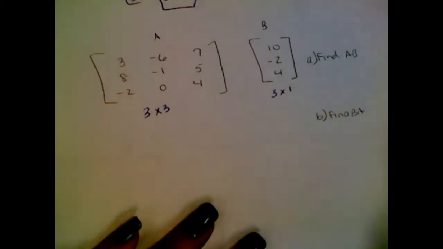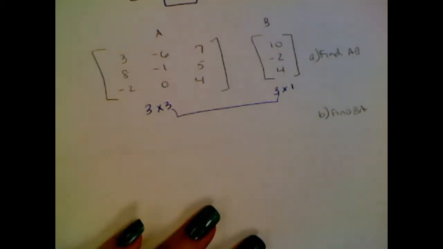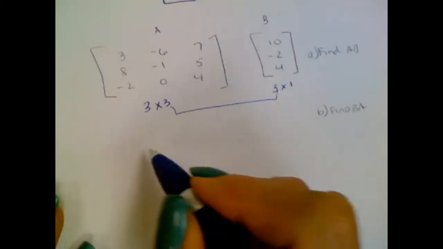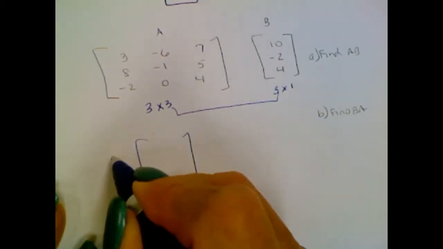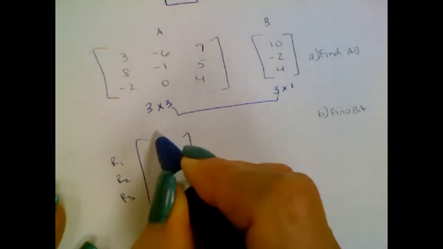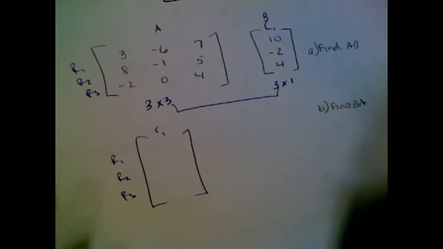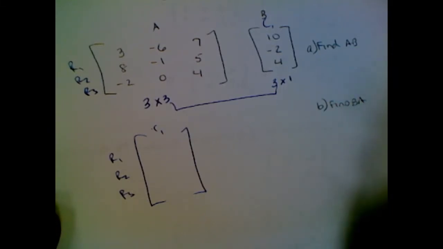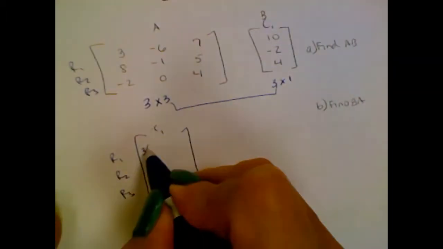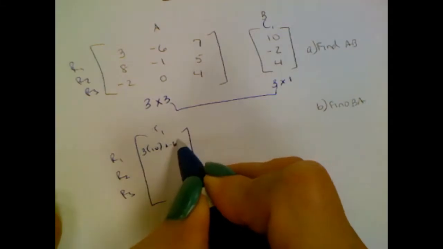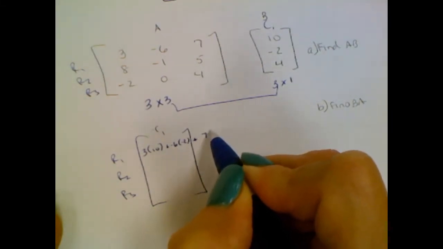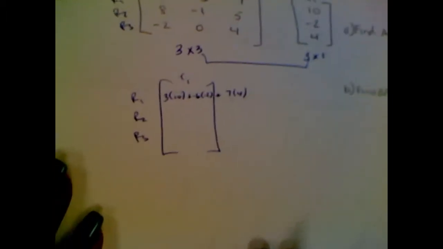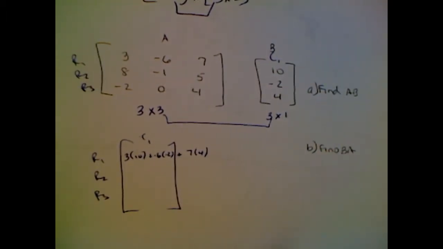Okay. So am I allowed to multiply these guys? Inner numbers match. So what's my final answer? 3 by 1. I just don't have enough room to show my work. So what I did by hand, are you guys entering on the calculator first? Yeah. All right, let me grab one real quick.